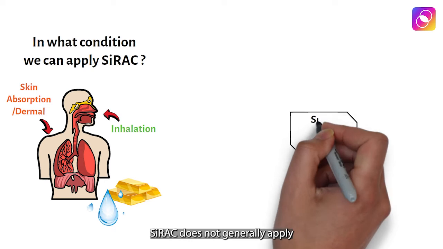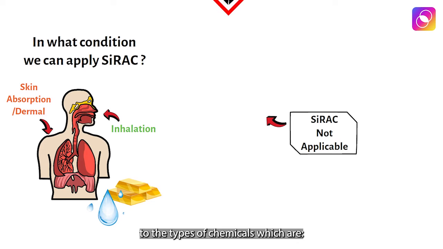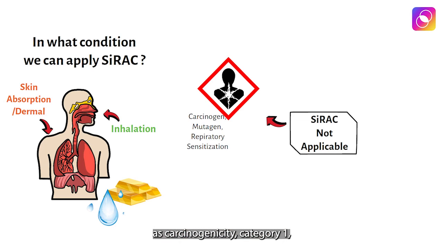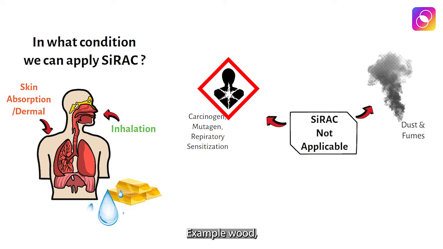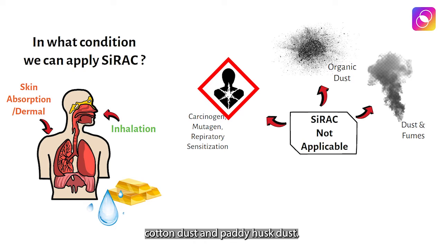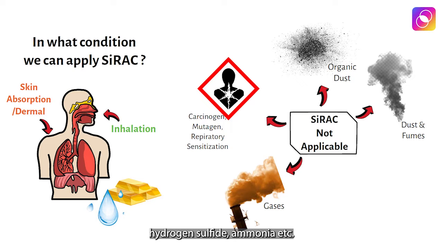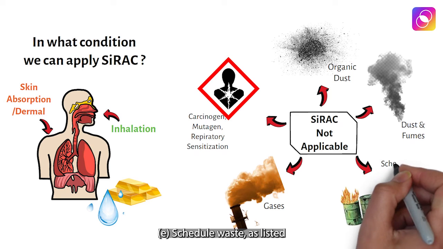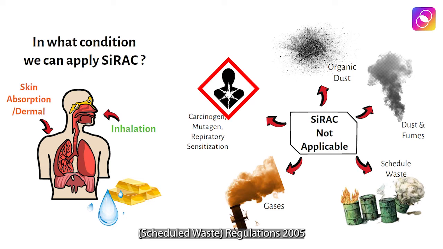SiRAC does not generally apply to the following types of chemicals. A. Chemicals classified as carcinogenicity category 1, mutagenicity category 1, or respiratory sensitization category 1 under the CLASS Regulations. B. Processes that generate dust and fumes, for example wood dust, fume released from molten metals, and so on. C. Organic dust, for example grain dust, cotton dust, and paddy husk dust. D. Gases, for example hydrogen sulfide, ammonia, etc. E. Scheduled waste, as listed in the First Schedule under the Environmental Quality (Scheduled Wastes) Regulations 2005 or as amended.